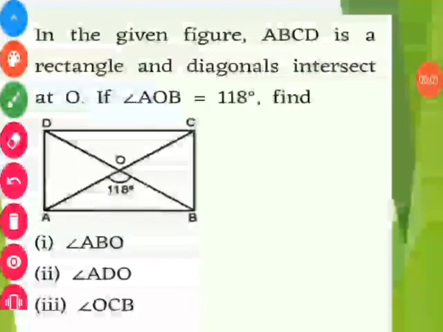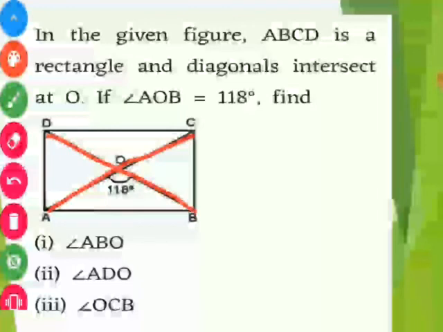Now the next question is, in the given figure, ABCD is a rectangle and the diagonals intersect at O. If angle AOB is given to you as 118 degrees, find angle ABO, angle ADO and angle OCB. So how will we solve this question? It's a rectangle, and in a rectangle you know the diagonals bisect each other and they are equal also, which means this side will be equal to this side will be equal to this side, meaning all the sides will be equal here. So let us now solve it.